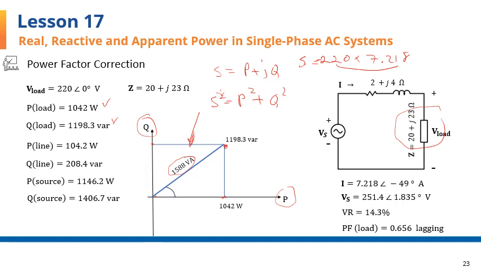The angle between the hypotenuse and the real axis is the power factor angle. This angle here. The cosine of this angle will give you the power factor. So if I call this alpha, power factor equals cosine of alpha, which from this triangle it would be 1042 over 1588. And if you do the division on your calculator, you should get this number, 0.656, for the power factor.